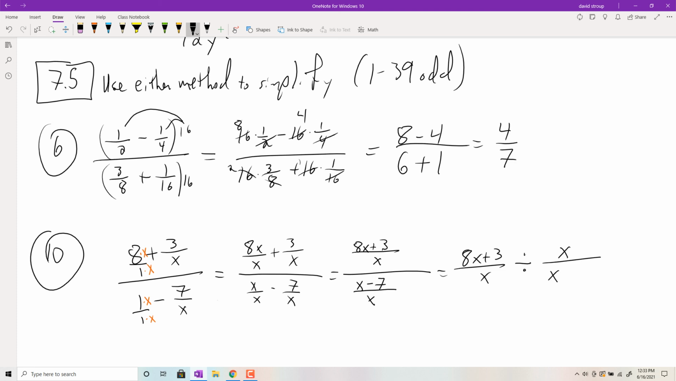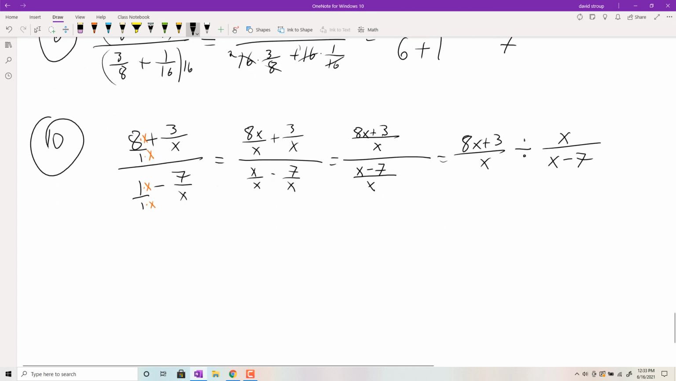x all over x minus 7. If you told me 20 years ago that I would be sitting here stringing that sequence of words into sentences, I would have thought you were crazy. Anyways, 8x plus 3 all over x divided by, so you change it to multiply, x minus 7. Whoops, I already flipped it. So that's dangerous right there. That is some dangerous stuff.